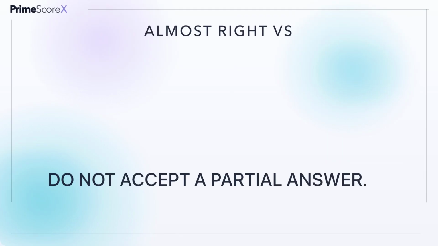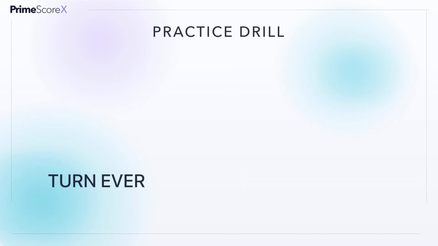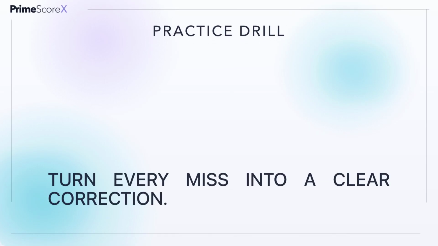An almost right answer usually mentions a real CDL term but applies it to the wrong condition. The correct answer matches the exact function being tested. When two choices sound possible, choose the one that directly solves the stated safety problem. This is especially important in air brakes and combination vehicles, where several parts interact with each other, and one confused term can change the answer.